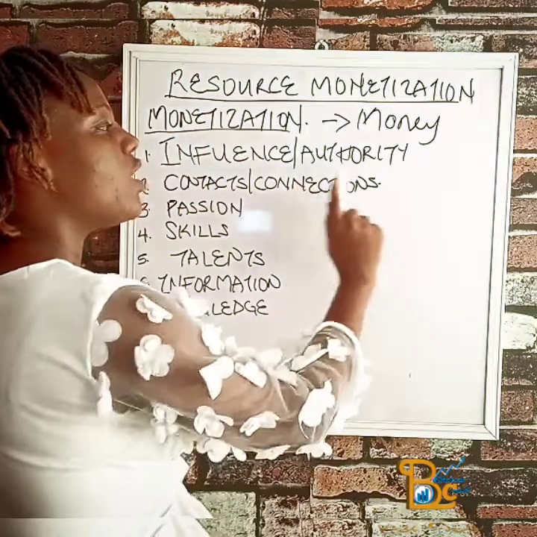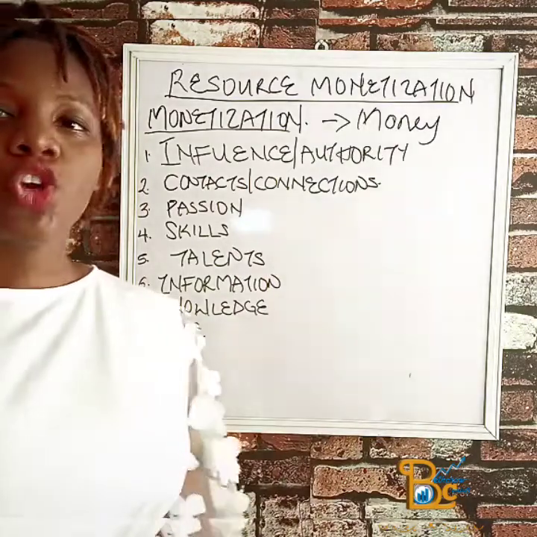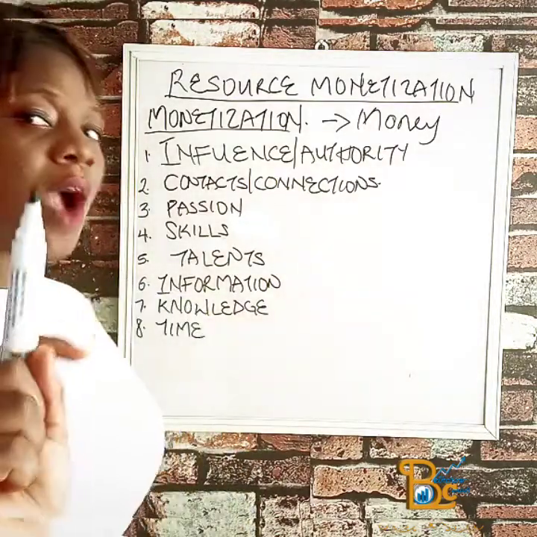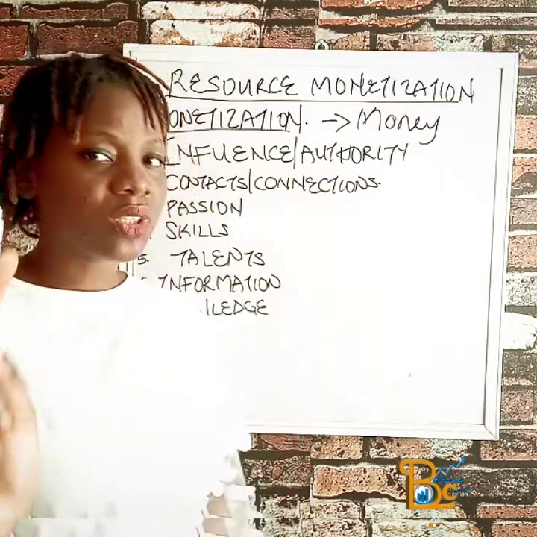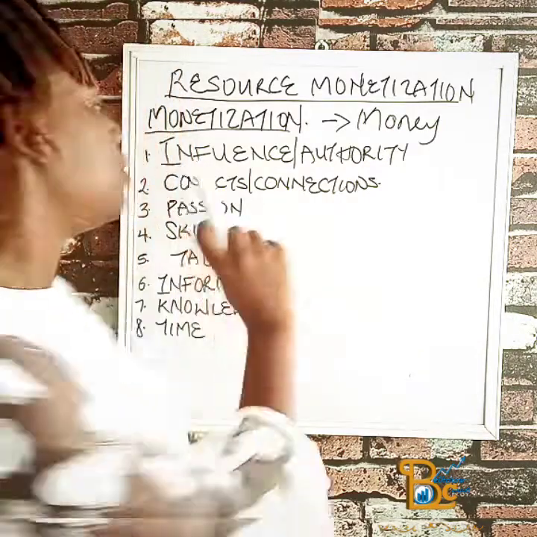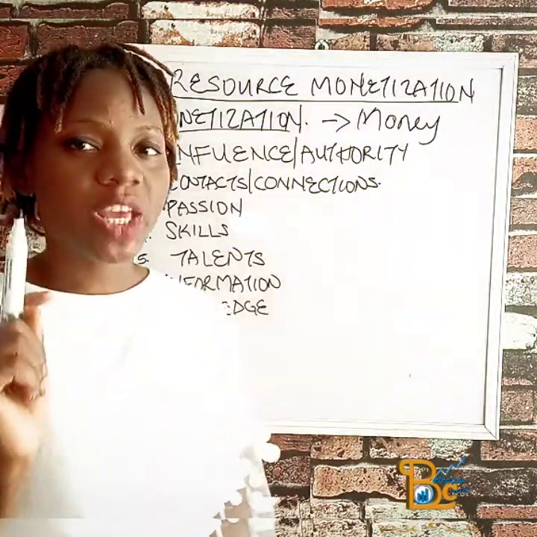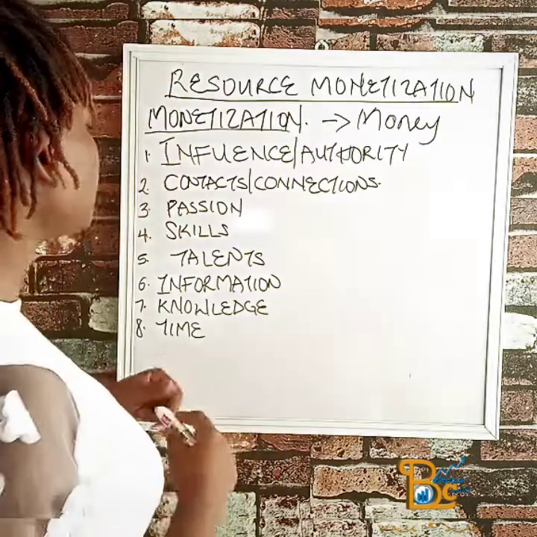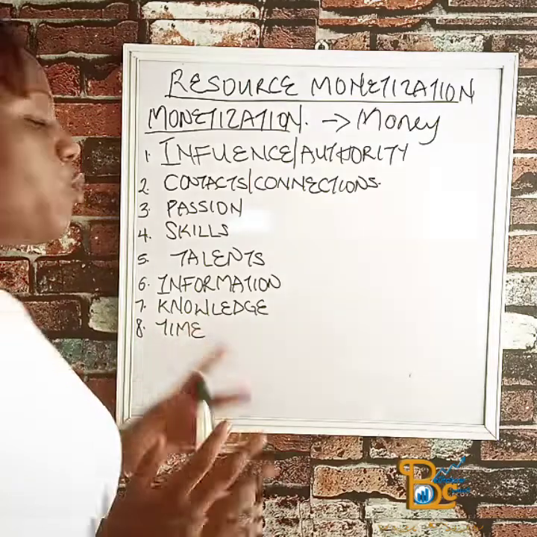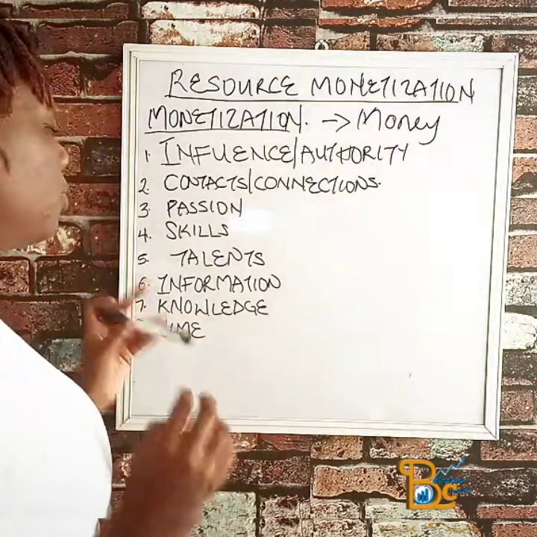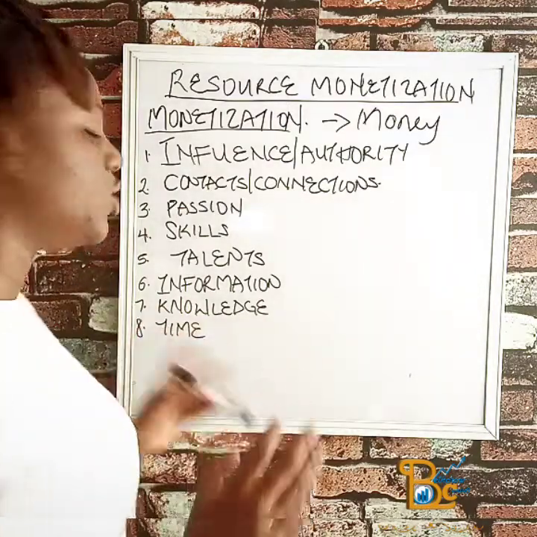Number 1, you have your influence or authority. Number 2, we have your contacts or connections. Do you agree with me that those you know are quite different from those I know? That's what distinguishes you from me. Number 3, we have your passion. Yes, your passion. You can monetize your passion. Number 4, we have your skills. Number 5, we have your talent. Number 6, we have information. Number 7, we have knowledge. And number 8, we have time.